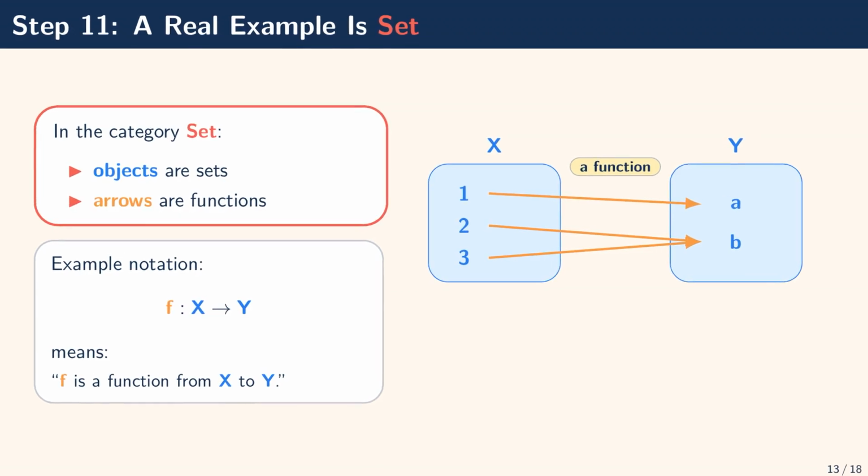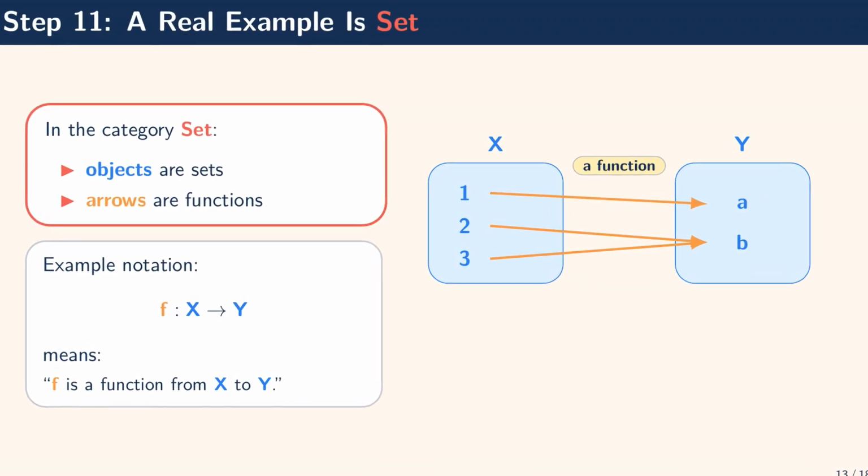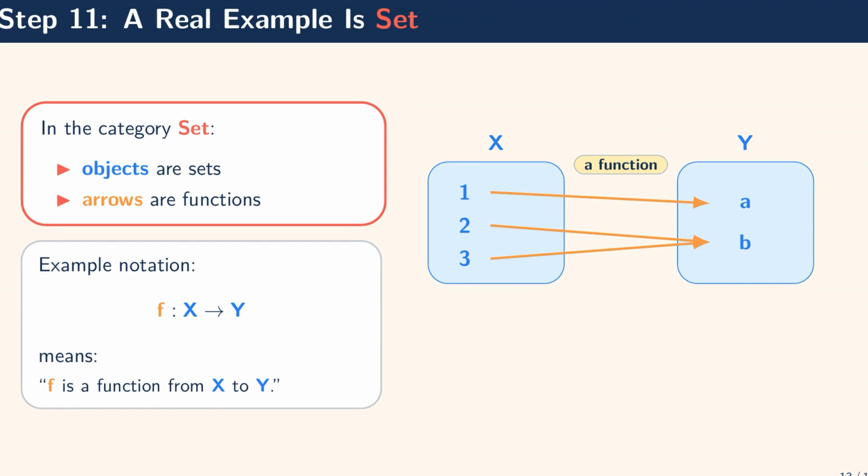Now let's see a real category: Set. In Set, the objects are sets, and the arrows are functions between sets. So when we write F from X to Y, we mean that F is a function that takes elements of X and sends them into Y.